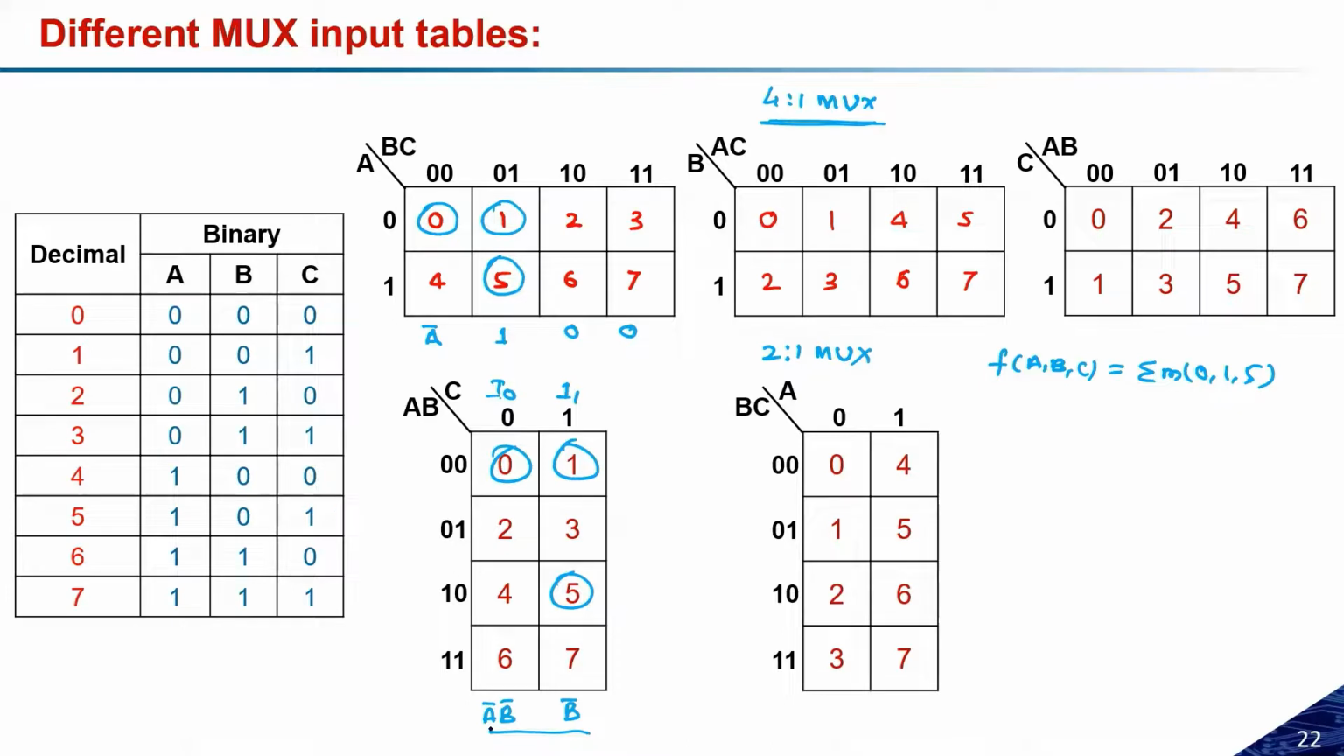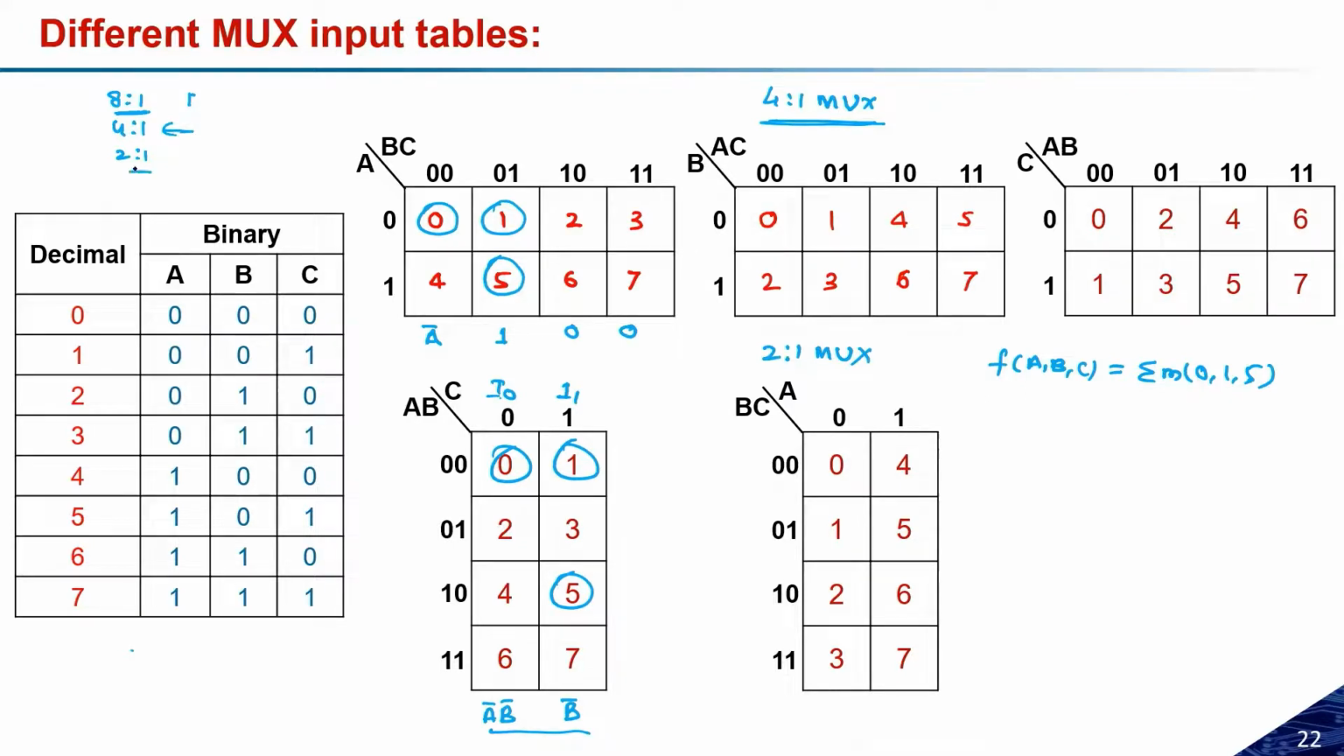Now another question is, because I have 3 variables, there are 3 possibilities that I can have: 8:1, 4:1, 2:1. And in 8:1, you do not need any logic gates. You just have to connect the inputs with logic high or logic 0 based on the minterms available. So no external hardware is required for the 8:1. But in case of 4:1, you need some hardware.